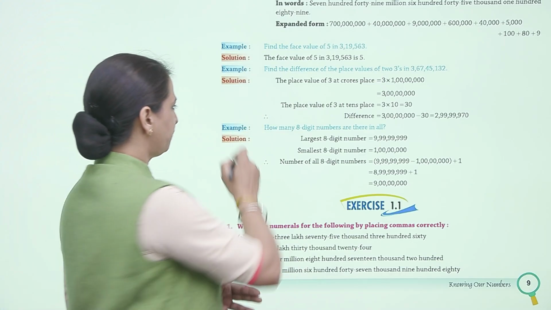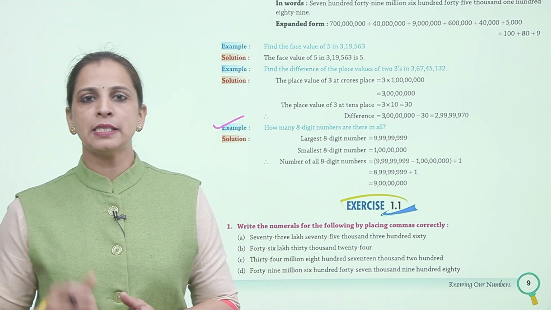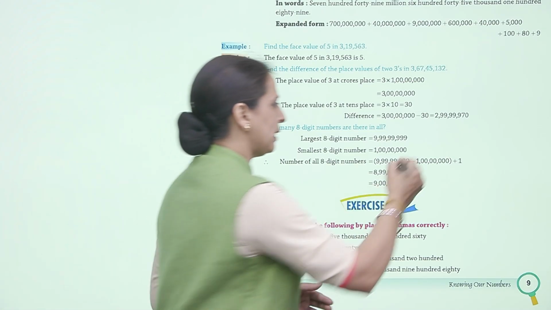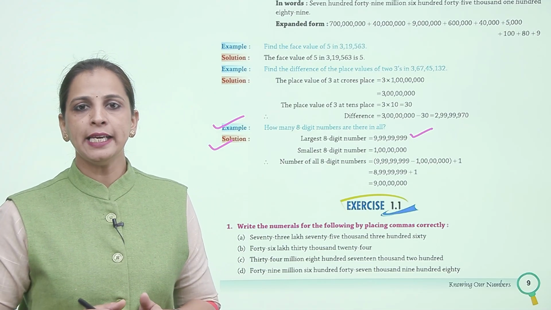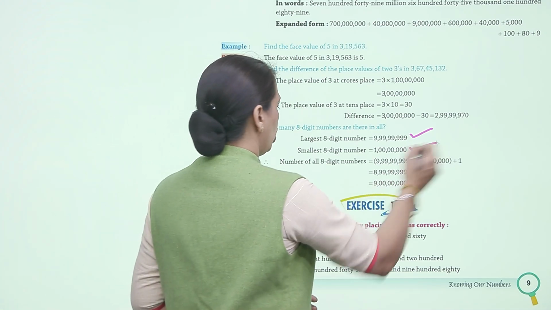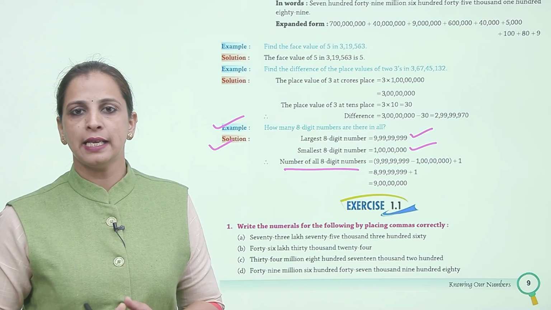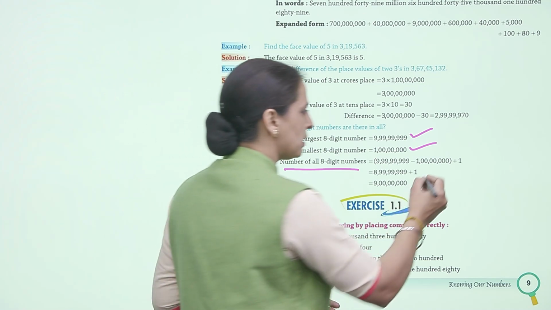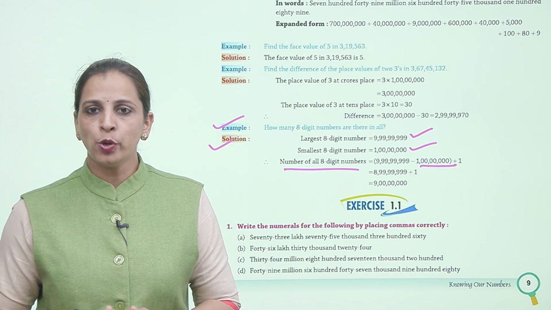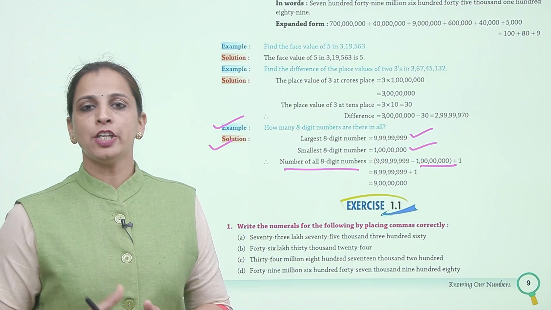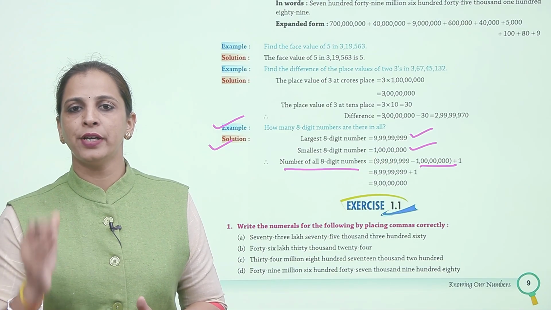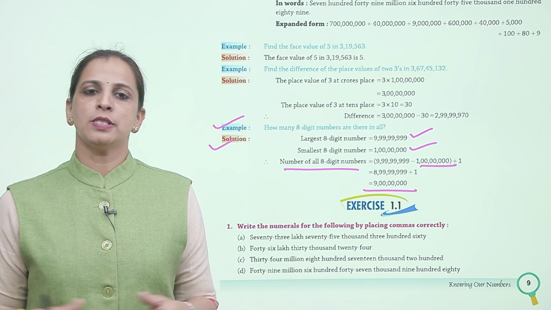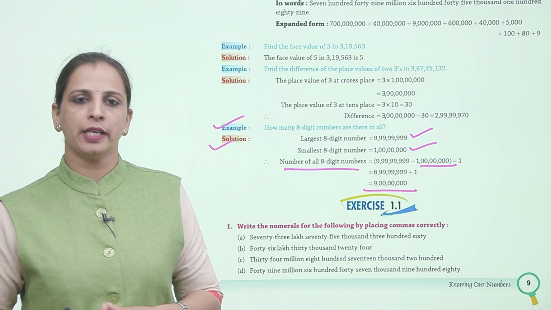Now next example. How many 8-digit numbers are there in all? Solution करते हैं. Largest 8-digit number कौन सा होता है? 8 times 9. And smallest 8-digit number is 1 crore. तो number of all 8-digit numbers is 9 crore 99 lakh 99,999 minus 1 crore plus 1. That is 8 crore 99 lakh 99,999 plus 1 is equals to how many? It's 9 crore. तो बच्चों सेम मेथड को यूज करते हुए एक्सरसाइज आप खुद ट्राई करेंगे.